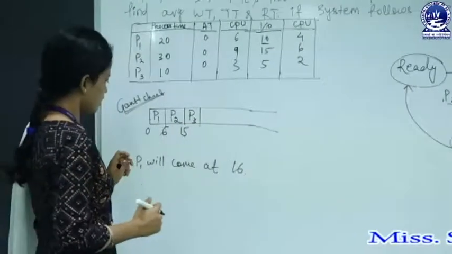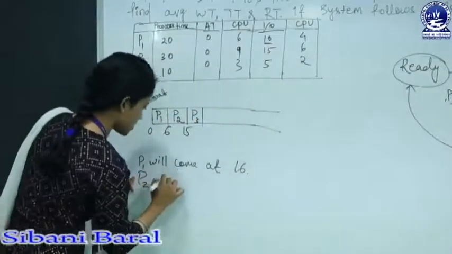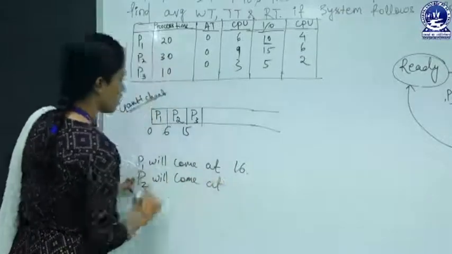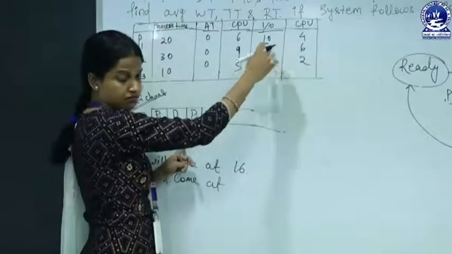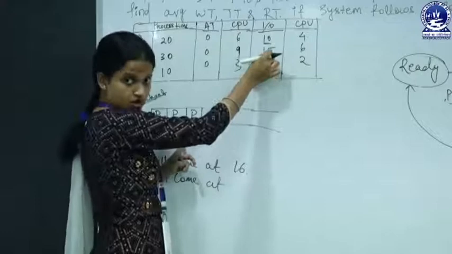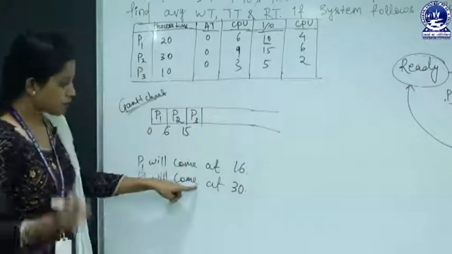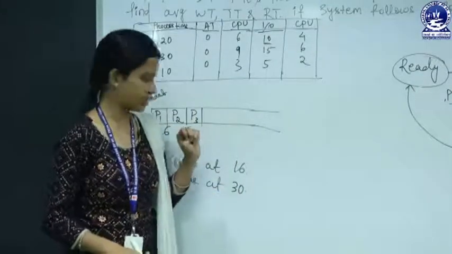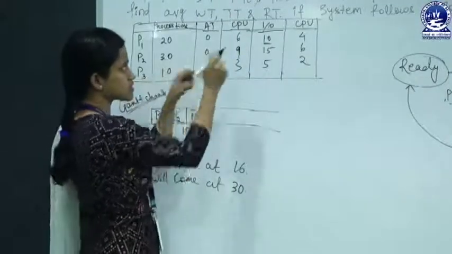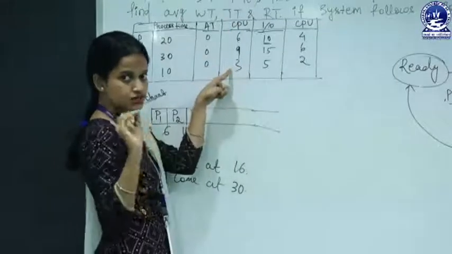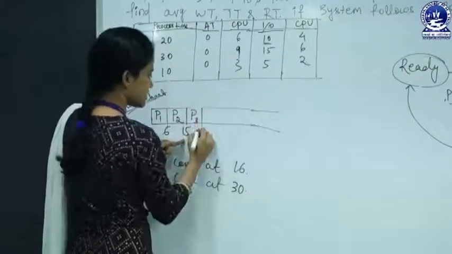And again, we can write, P2 will come at which time? 15 plus how long will it be doing its IO operation? 15 units of time. So 15 plus 15, that is 30. So P2 will come back at 30. So P3 executes its first 30% in CPU, that is 3 units of time. First process time, 3 units of time it will execute in CPU. So 15 plus 3, that is 18.